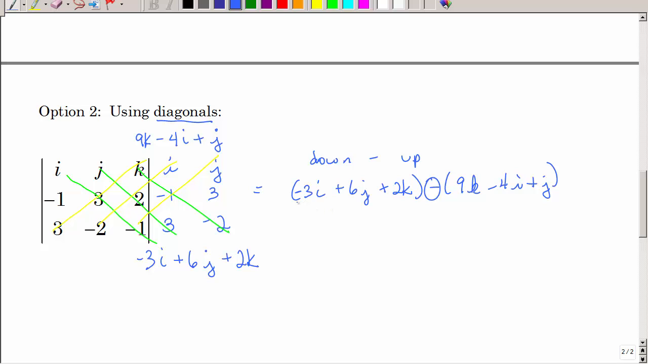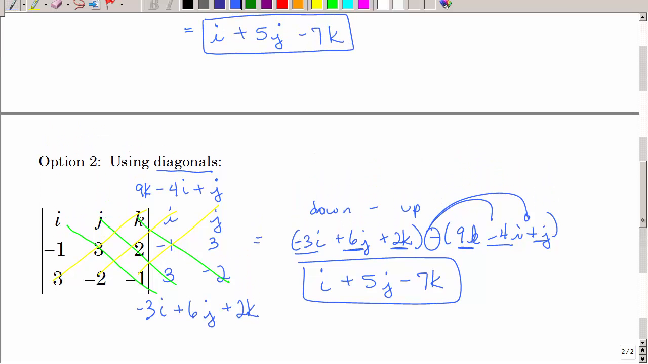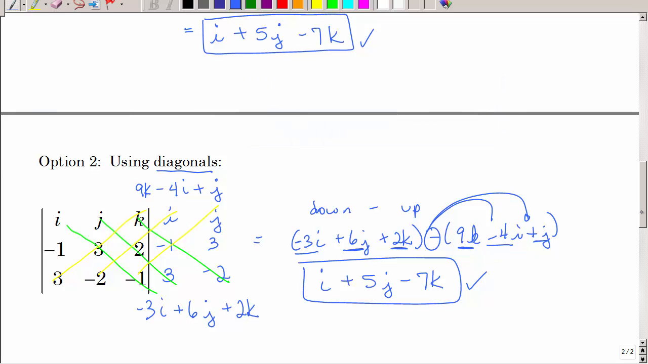So let's do the i's. We have negative 3i and a minus 4i, so that's going to be positive 1i. Then we have 6j and 1j, but remember we have to have a minus, so that's positive 5j. And then our k's, 2k minus 9k is negative 7k. Is that the same answer we just got by using determinants? Yes, it is. A lot of people like diagonals, a lot of people like determinants. It's your choice. Just choose the one method that you're comfortable with.